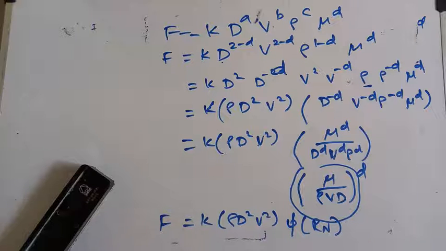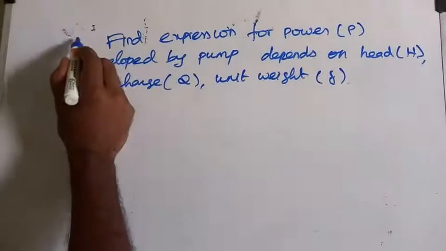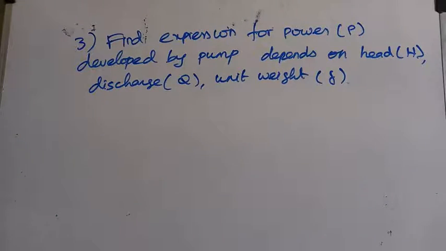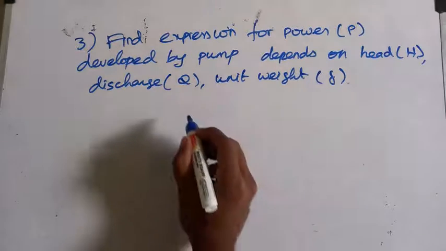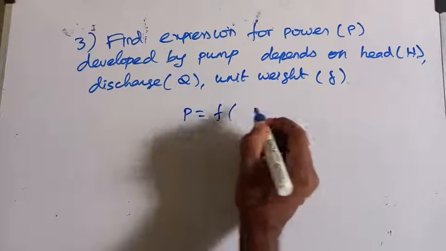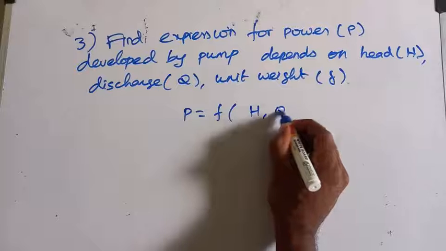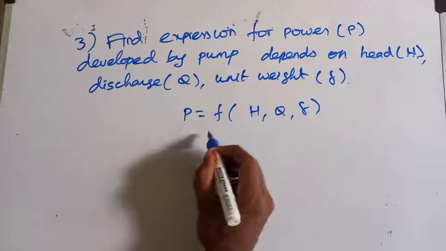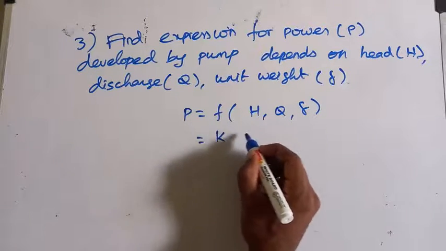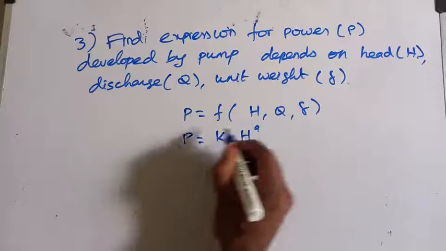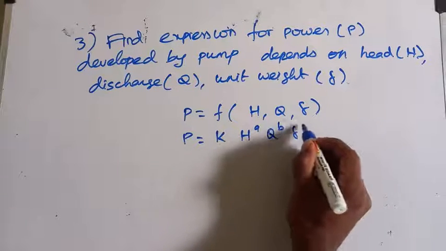Now let's see one more problem in Rayleigh's method. In the third problem, we are going to discuss: find an expression for power P developed by a pump, which depends on head, discharge and unit weight. In this case, power is a function of head, discharge, unit weight. So for the remaining functionality, I am adding a constant. I am writing H power a, Q power b, unit weight power c.